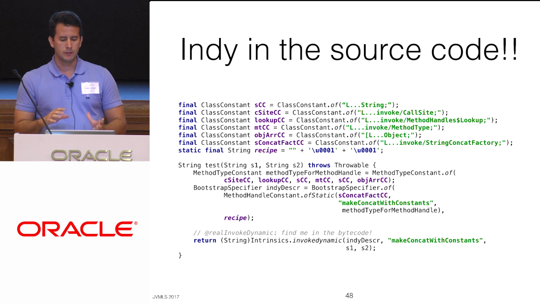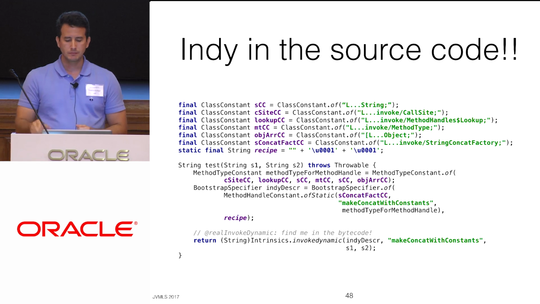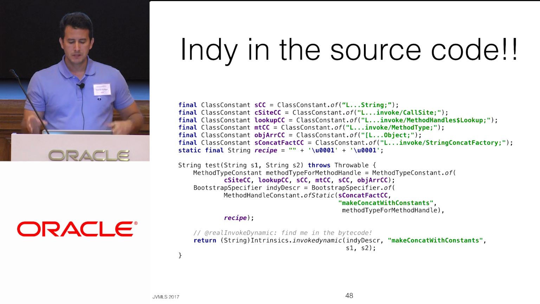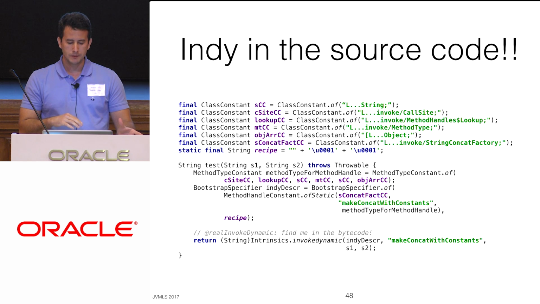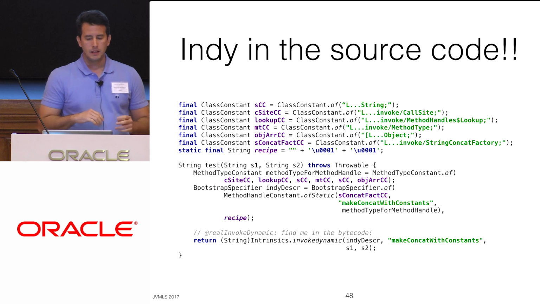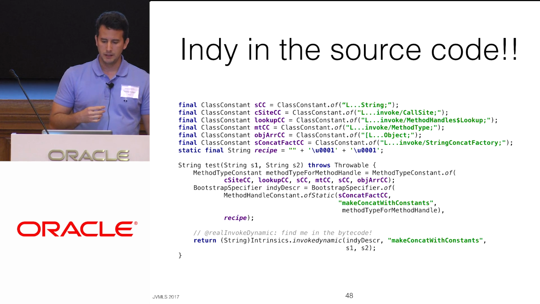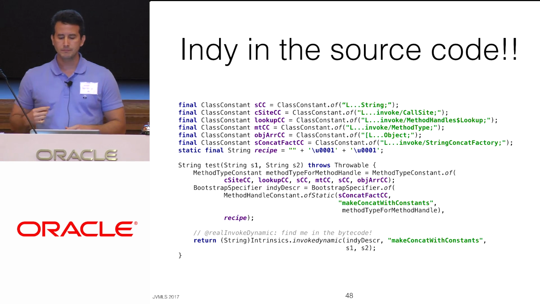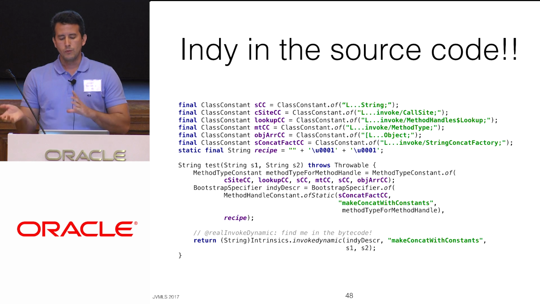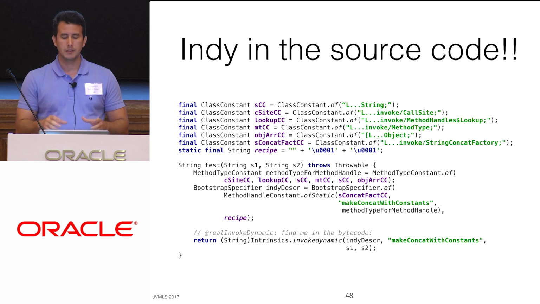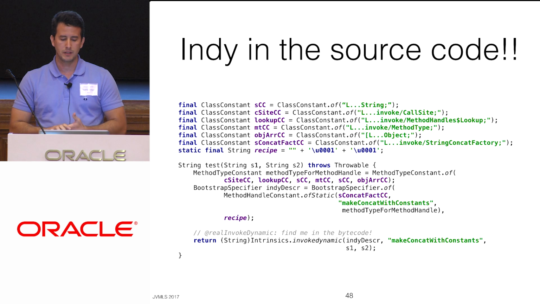So this is an example of the use of Indy in the source code. This is very similar to the first example, which is making use of string concats. In the first sample, we were using reflection. Here, we are using the InvokeDynamic intrinsics. We can say that the code is kind of similar in complexity, but before we were not actually generating the InvokeDynamic. Here, the compiler is actually generating the InvokeDynamic.